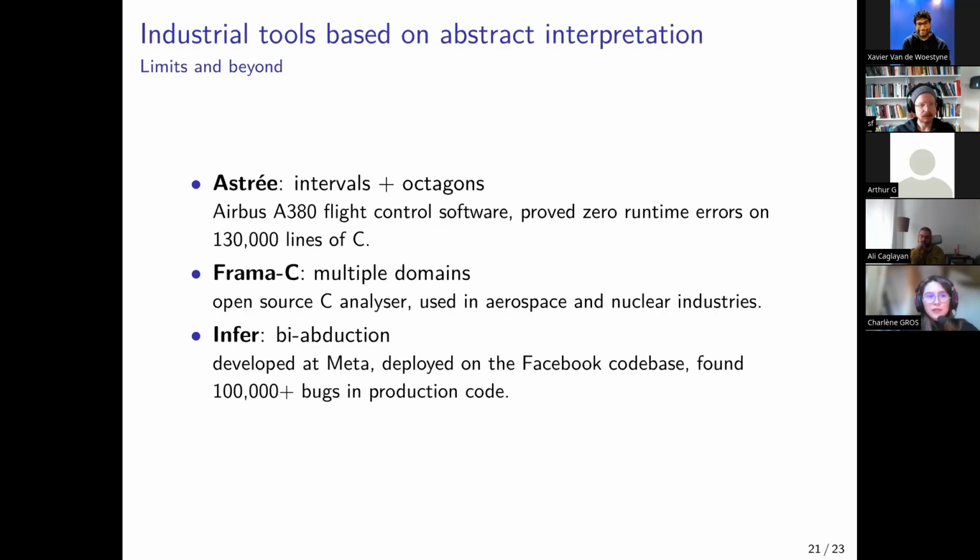And to finish with, I wanted to talk about the real tools that use abstract interpretation in the industry. For example, we have Astrée, which uses the domains of intervals and octagons, and they have proved the flight control software of the Airbus A380. There is also Frama-C, which uses a kind of abstract interpretation, and Infer, which is developed at Meta.